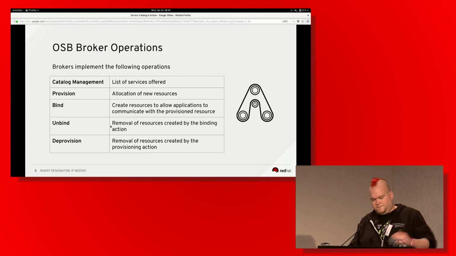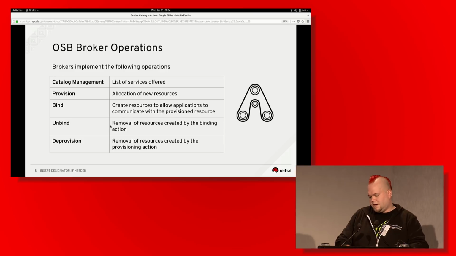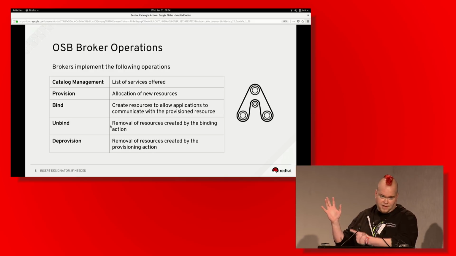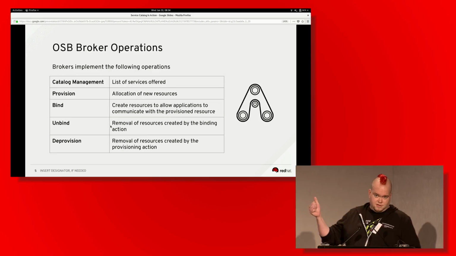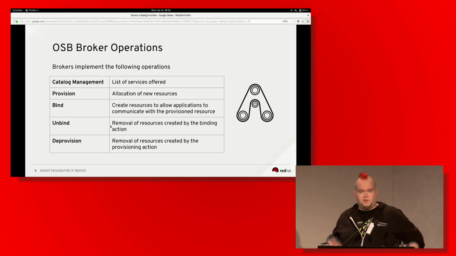And Service Catalog, oh, I got ahead of myself. So let's talk about the high-level details of that. Open Service Broker API has basically 5 operations, which is convenient because I count on my fingers a lot. So we have catalog management, which is what services does my broker offer? The next one is provisioning, which is how do I make a new instance of that service?